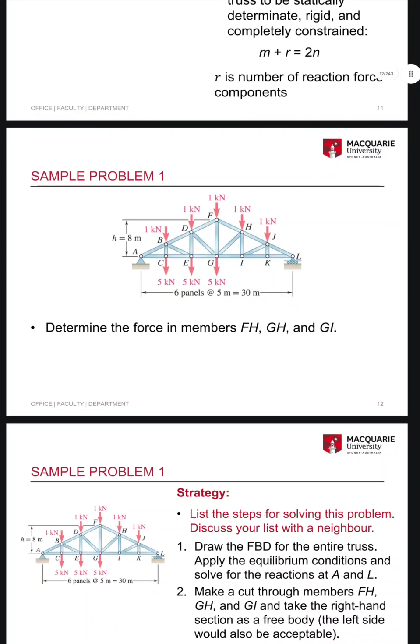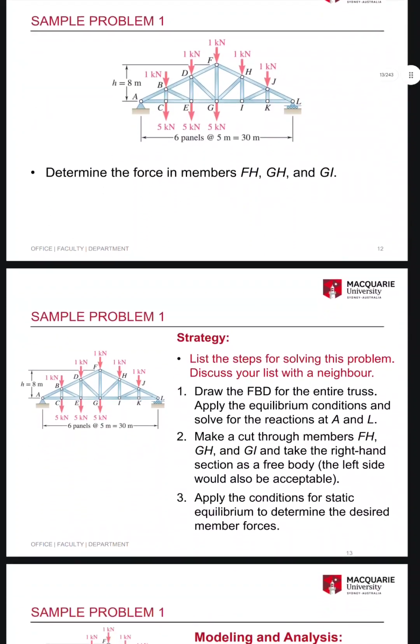Sample problem 1. Height equals 7 meters. 1 kilonewton force at each point going downwards. CEG has some other downward forces. 6 panels, each 5 meters, 30 meters. Determine the force in members FH, GH, and GI, and its overall strategy.